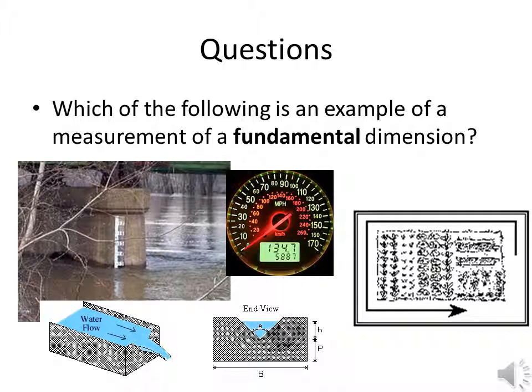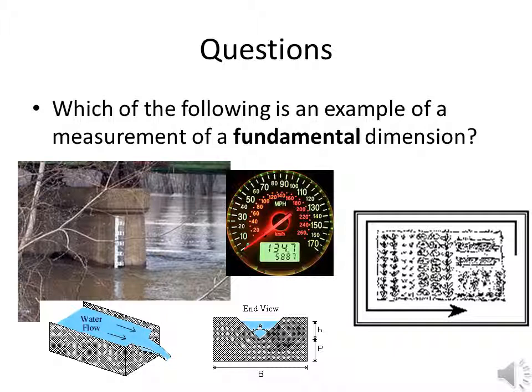So which of the following is an example of a measurement of a fundamental dimension? Well, look at the bridge abutment. The bridge abutment has a ruler, a placard, affixed to it. The ruler is measuring length or height above a certain point, so that's a fundamental dimension. The speedometer is measuring two different things and combining them to give us a derived dimension. The two things are length and time.